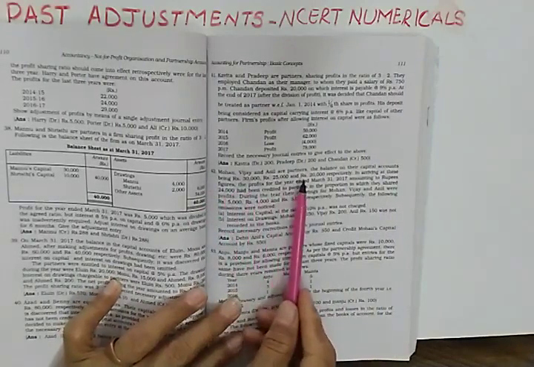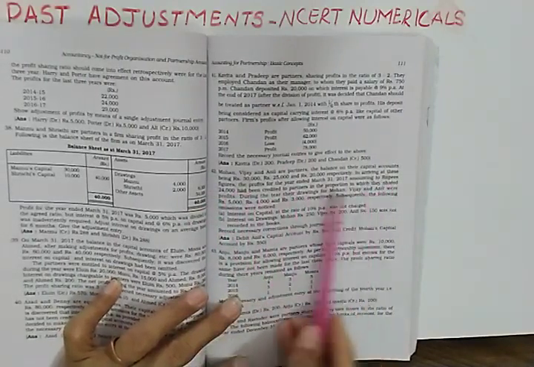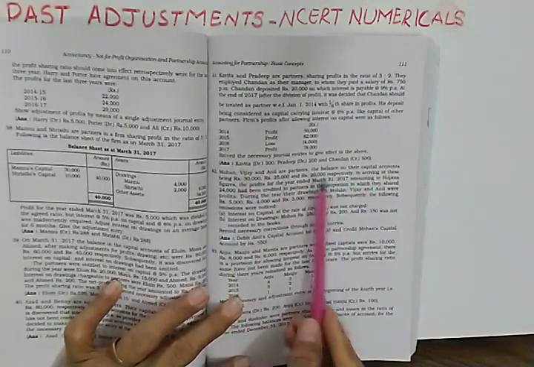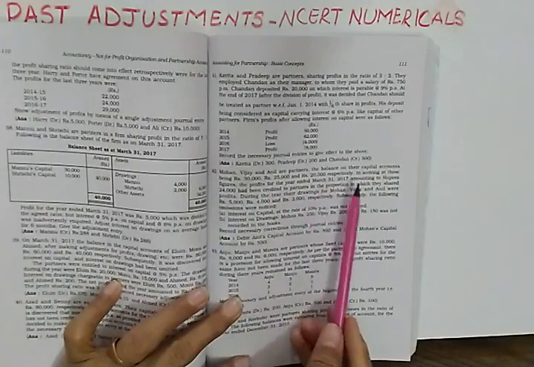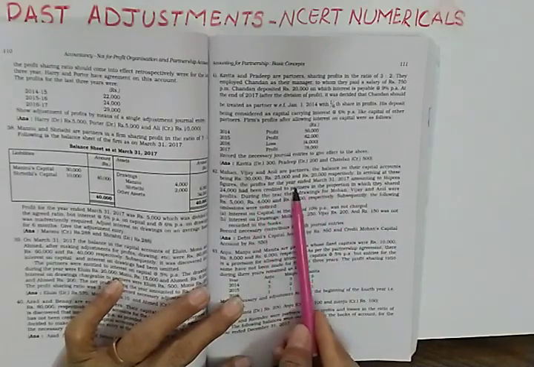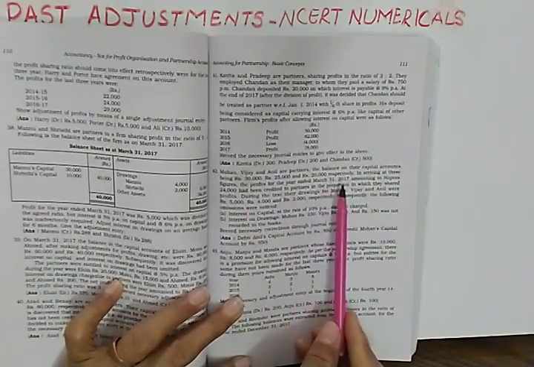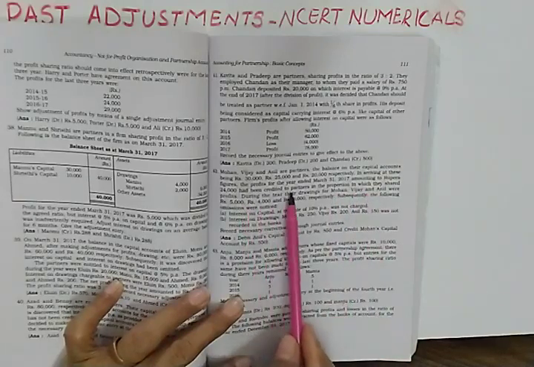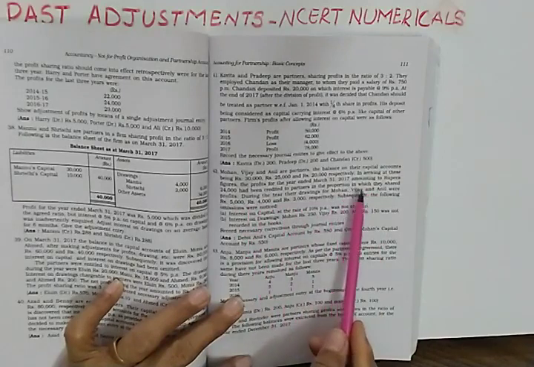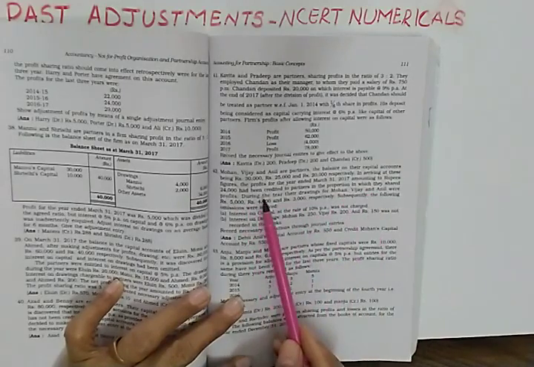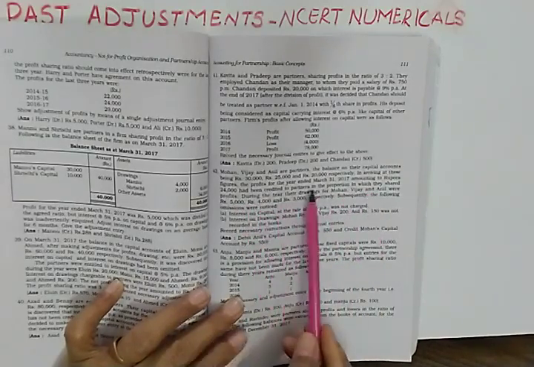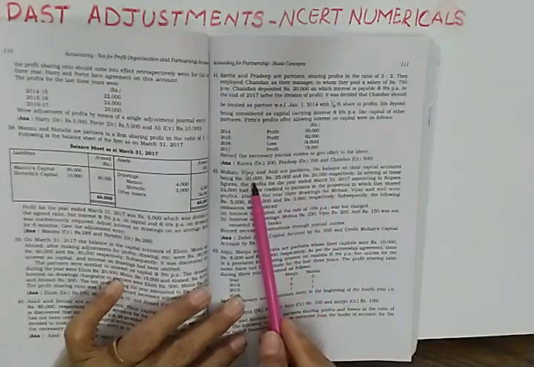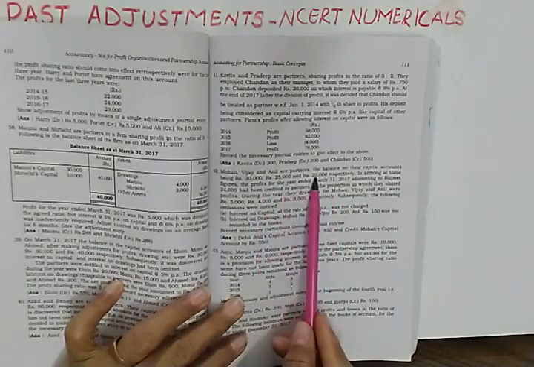Mohan, Vijay and Anil are partners. The balances on their capital accounts are 30,000, 25,000 and 20,000. So these are the balances given to you. In arriving at these figures, the profit for the year ended 31st March 2017 amounting to rupees 24,000 has been credited to the partners in the proportion in which they share profits. So what is happening in this case? Profit is already distributed. So this is an indication that closing balances are given to you.